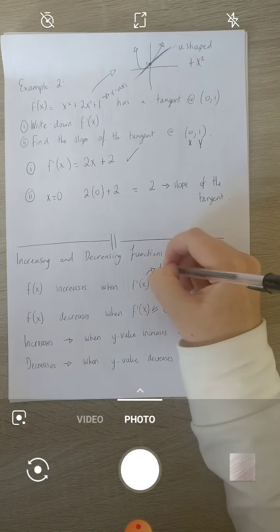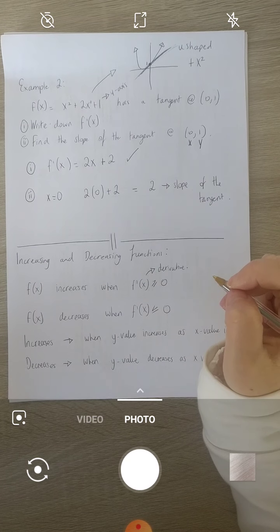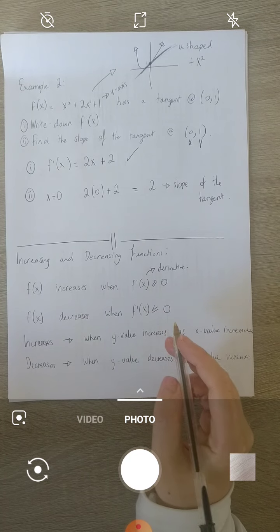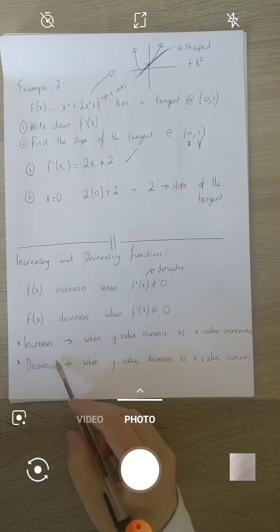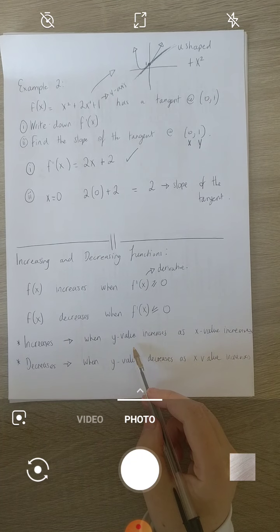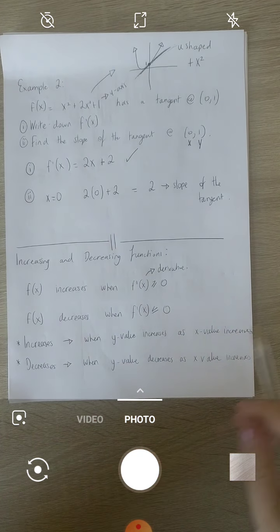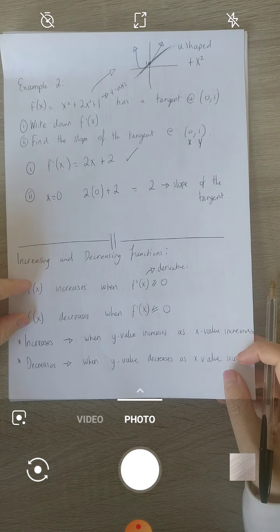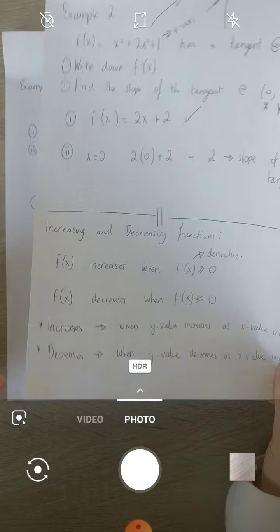So again, we're going to be looking at the derivative of functions. So it's increasing when f prime of x is greater than or equal to 0. And f of x decreases when f prime of x is less than or equal to 0. Another way of saying this, increases when the y value is increasing and the x value is increasing also. And then decreases when the y value decreases as the x value increases. So these two are probably the most important parts, and we're going to use this idea when we look at an example now.